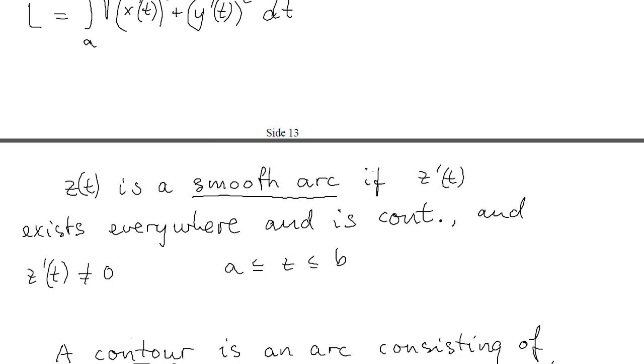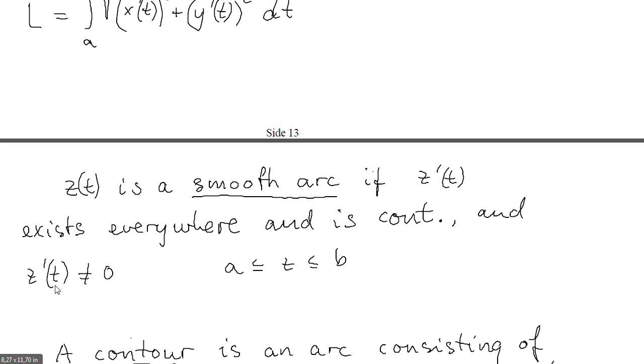As I told you, z(t) is called a smooth arc if the derivative of the curve z(t) exists at every point, and it not only exists but is continuous. Moreover, we assume that the derivative of z with respect to t is different from 0 for all t between these two constant values a and b.